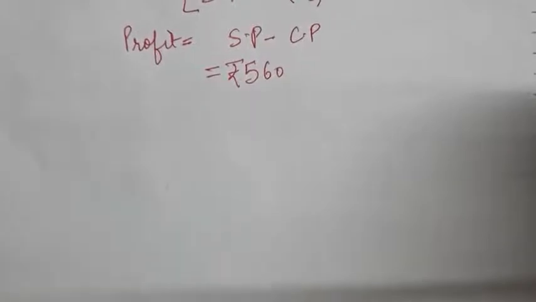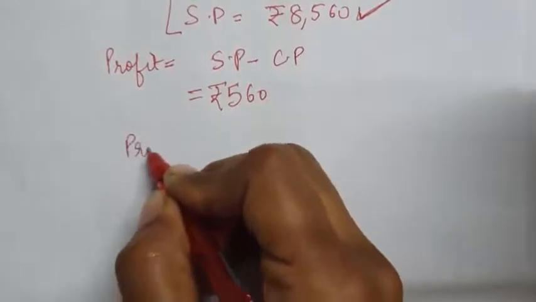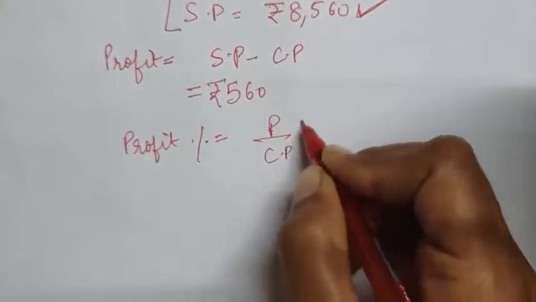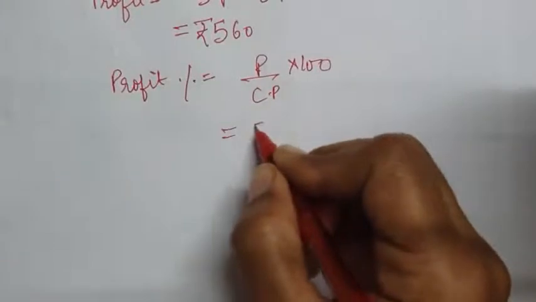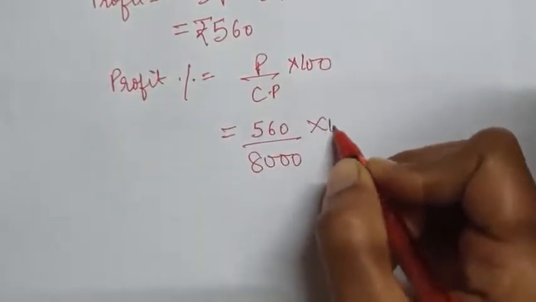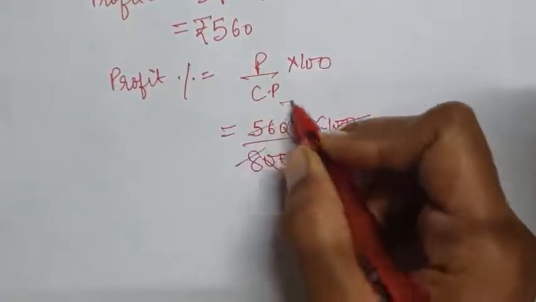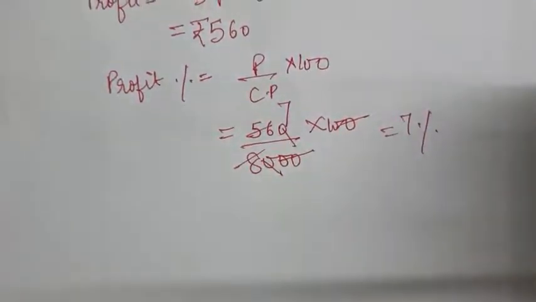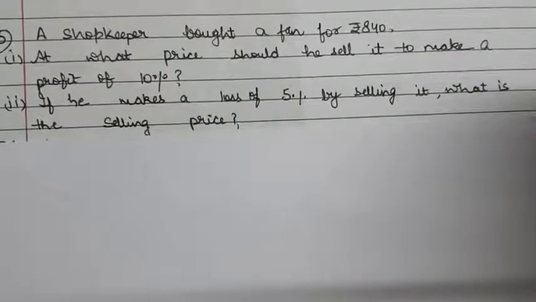Now we have to find the profit percentage. And we know the formula for the profit percentage. That is profit percentage is equals to profit upon cost price multiply 100. Now what is profit? 560. Cost price 8,000 multiply 100. Cancel 0, 7. So 7% is your profit percent. Clear?